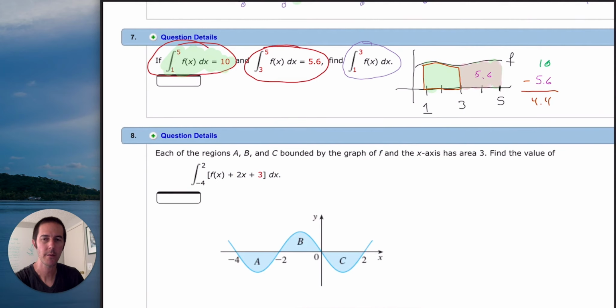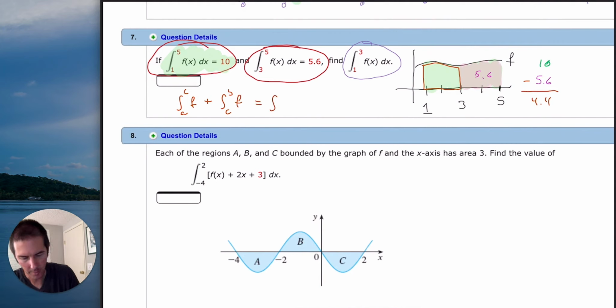The other way that this concept was demonstrated for us was we saw that the integral from a to c of a function plus the integral from c to b of a function is equal to the integral that goes from the first limit of integration to the last limit of integration, so from a to b of our function.